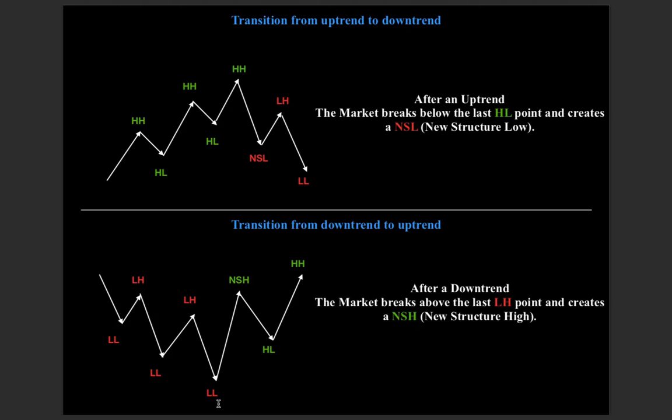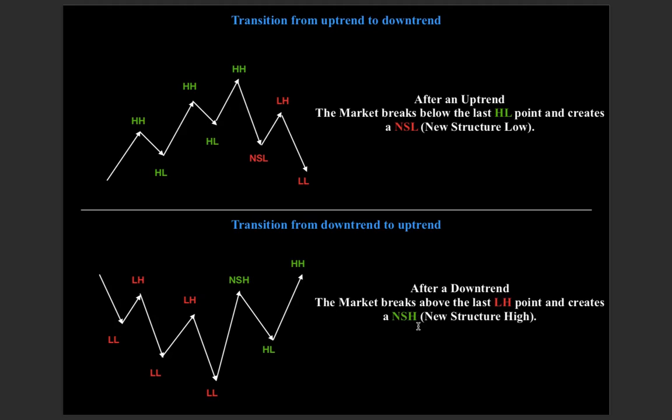Likewise, from downtrend to uptrend, we know a downtrend consists of lower highs and lower lows. Okay, when the market violates a previous lower high point, that tells us that there is now an increased amount of buyers in the market. Okay, the bulls are coming in and they have changed the structure of a downtrend. So when that happens, when a new structure high is created, a higher low will be created from there on, and so forth.